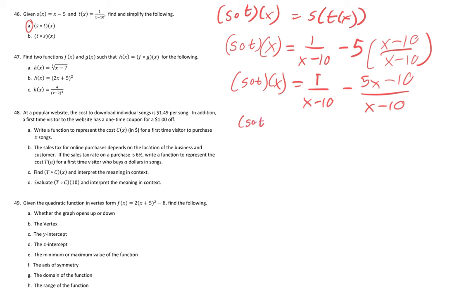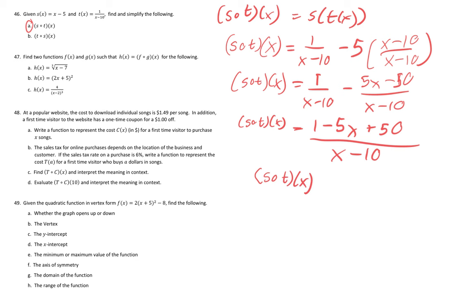So s of t of x is equal to 1 minus 5x. That negative is getting distributed, so plus, oh, this should be a 50 up here. So plus 50 all over x minus 10. So we're going to simplify down to s of t of x is equal to negative 5x plus 51 over x minus 10.